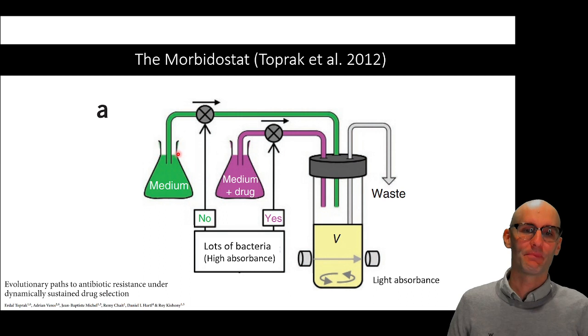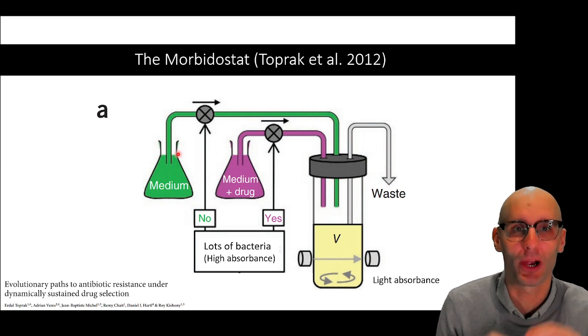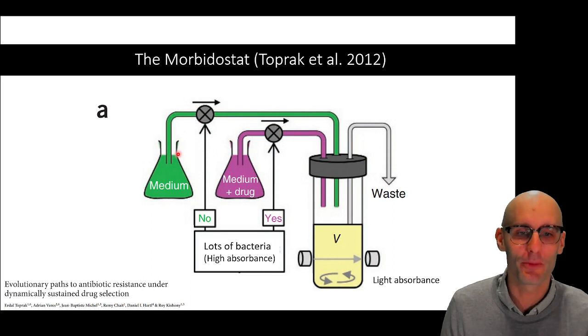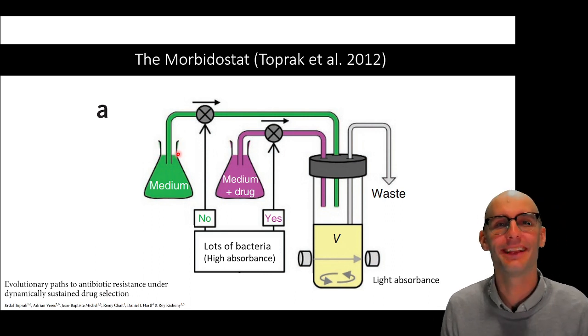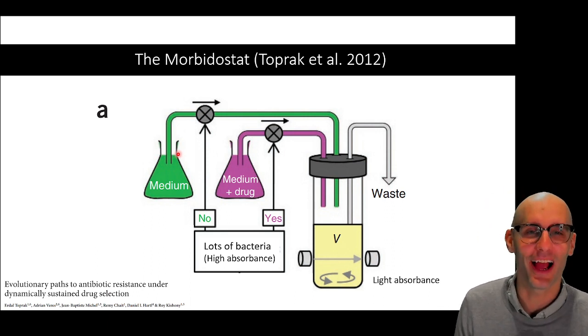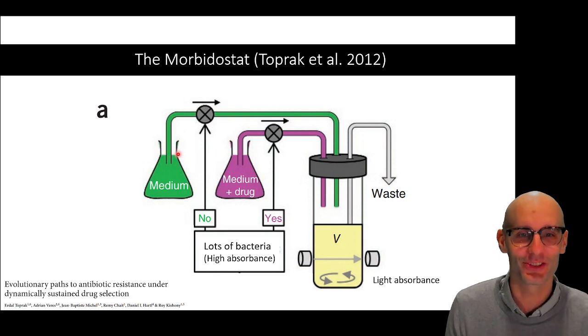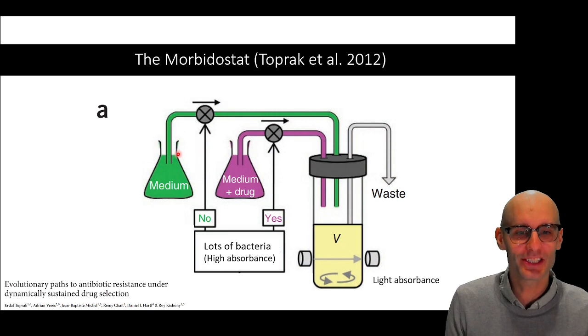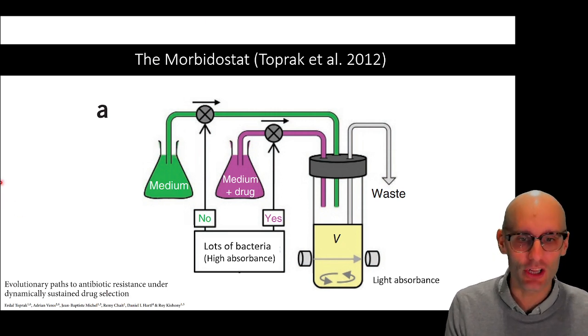So let's jump into it. There's a great paper that breaks down this technique called Toprak 2012. Really, really good paper in Nature Genetics. And in it, they discuss this device, which I love the name of. It's so good. It's called the morbidostat. And essentially what it does, let's have a look at this diagram.